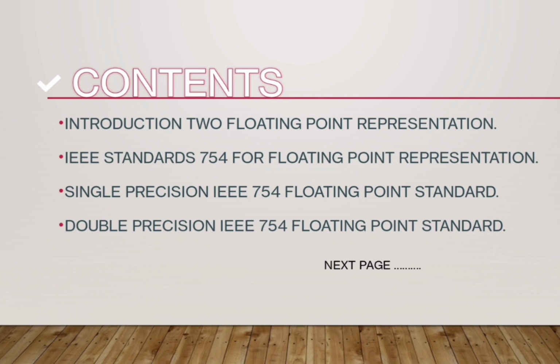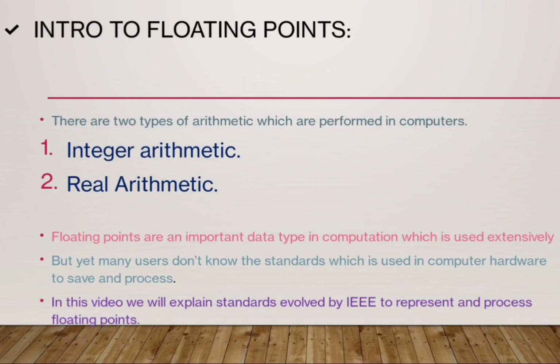So this is the content of our today's topic. Introduction to floating point. Floating point is a way to represent the real numbers in hardware. Floating points are an important data type in computation which are extensively used. Without them you won't be able to calculate numbers which go up to decimal places. But how does the hardware save and process it?